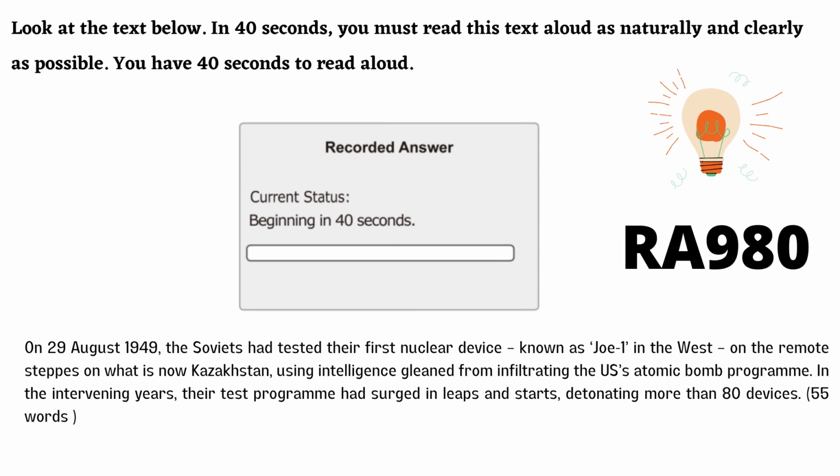On the 29th of August 1949, the Soviets had tested their first nuclear device, known as Joe-1 in the West, on the remote steppes of what is now Kazakhstan, using intelligence gleaned from infiltrating the US's atomic bomb program. In the intervening years, their test program had surged in leaps and starts, detonating more than 80 devices.